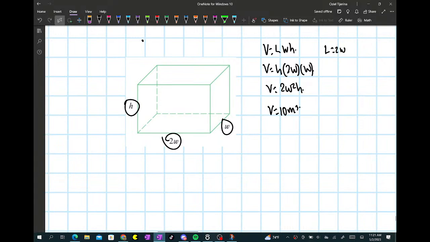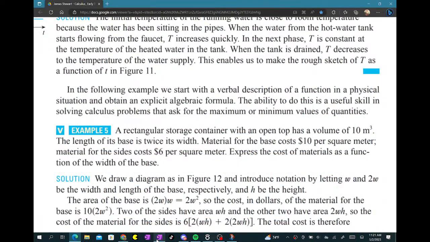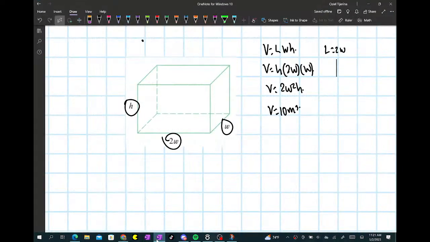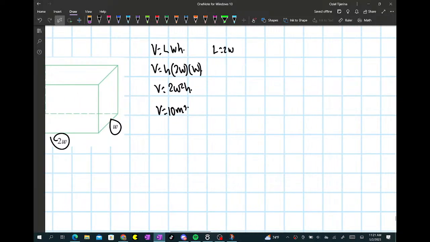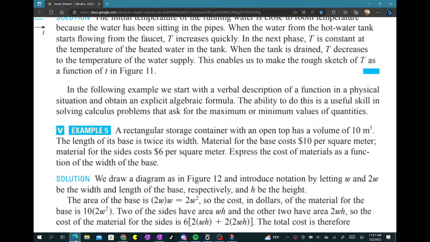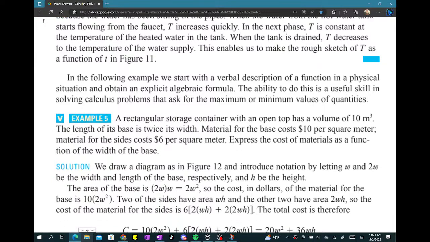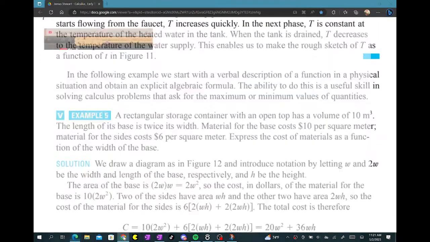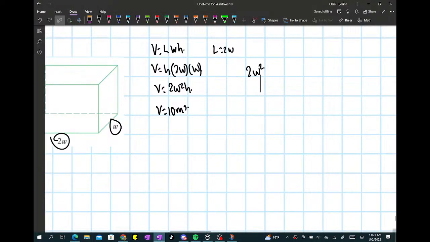The area of the base is length times width, so it's 2W squared. And 2W squared, they said, is $10 per square meter. So it's $10 per this. So 10 times 2W squared is how much it would be. It's going to be 20W squared.